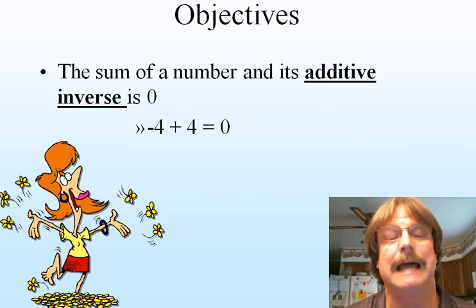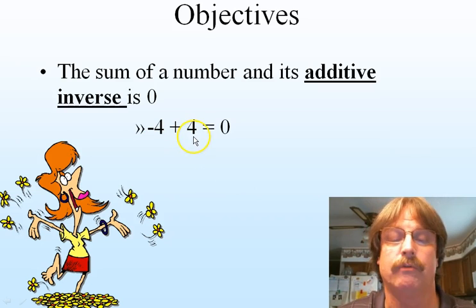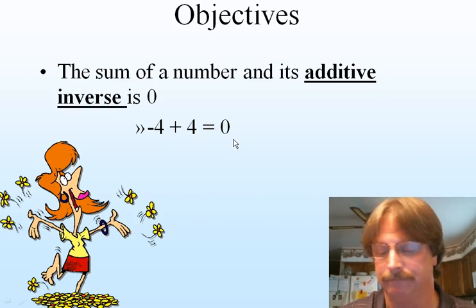The last objective here is that the sum of a number and its additive inverse is 0. So if we take, as an example, negative 4 plus 4, it's always going to come out to be 0.